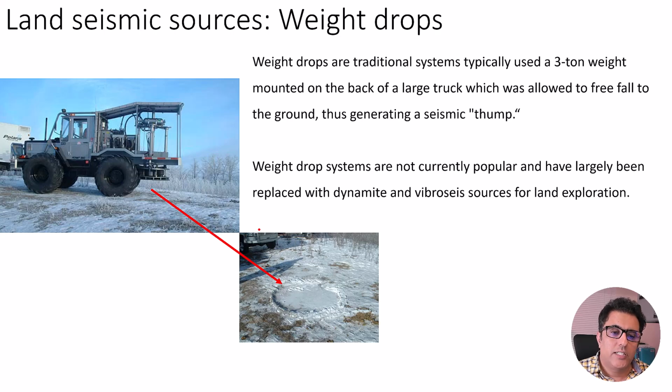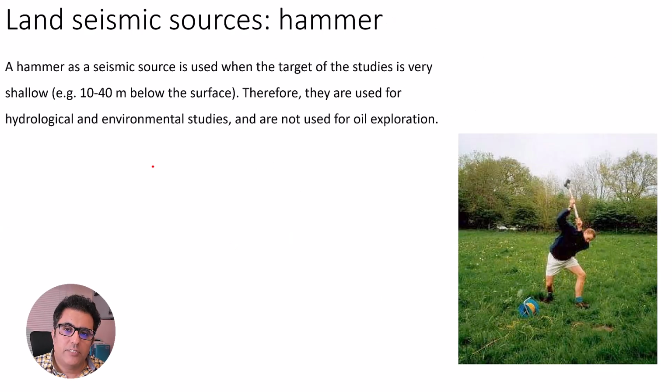Another source that is used is weight drop. There is a truck, and behind the truck a heavy weight is suspended, and this weight is dropped to produce a strong seismic energy. However, compared to dynamite and Vibroseis, this source may not be that strong, so it should be used for shallower targets. Also, we may use a sledgehammer when our target is very shallow. For example, we want to study soil or just a few meters below the surface, and we need a sledgehammer to strike the ground to produce seismic energy.